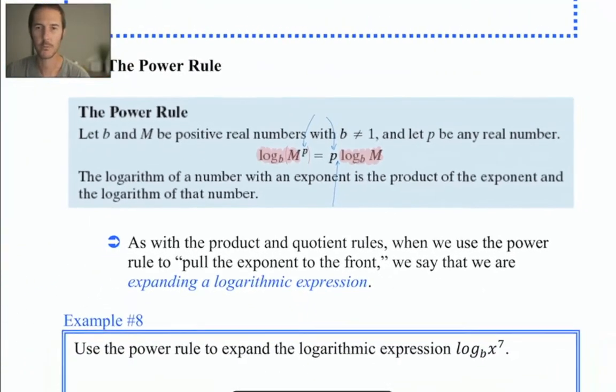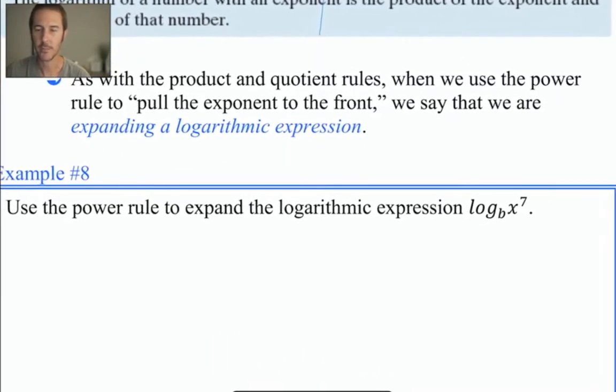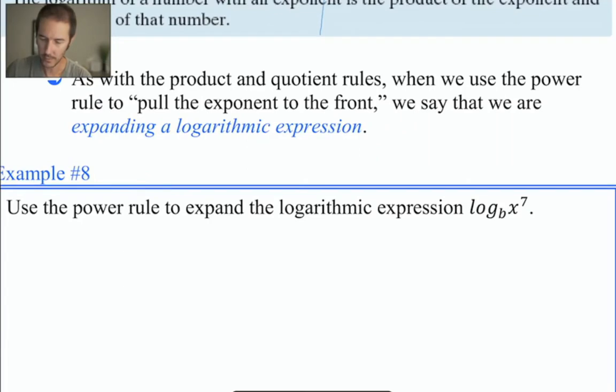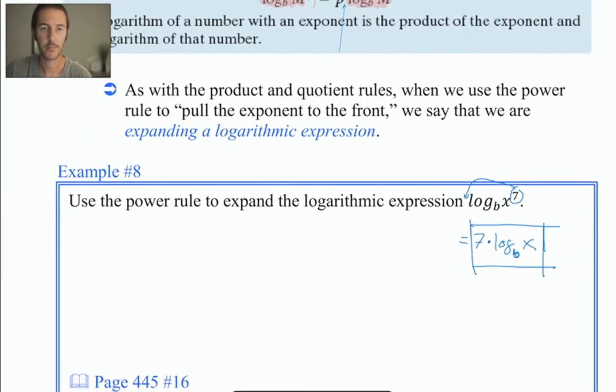And that's your power rule. We can use that in order to simplify, or rather expand, this logarithm. In this case, the 7 that's in the exponent position is going to come out front like a coefficient. So there's our 7. If you want to write a little multiplication dot in there, you can. It's not traditional to do that, but for the purposes of getting the hang of this, you may. Log base b of x. And that's it. We can't simplify that one any further. So just an illustration of how that exponent comes out front.